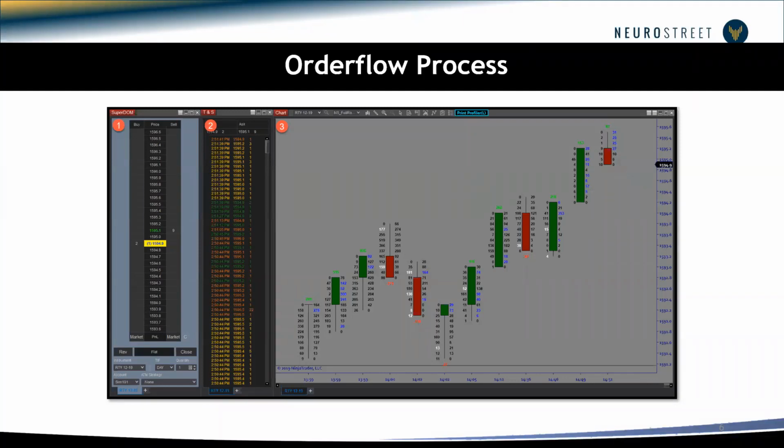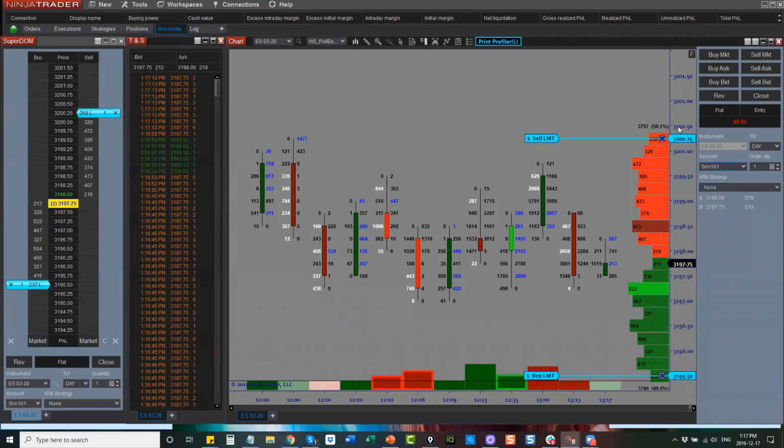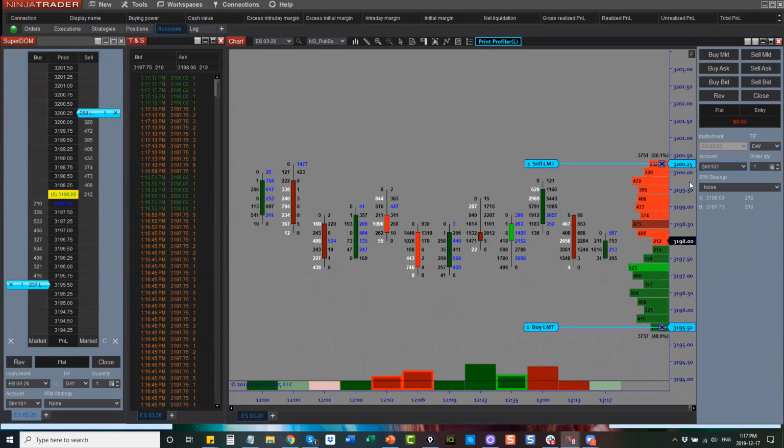So let me go to the charts here for a second and show you what that looks like. This is a chart of the ES 0320 contract. You'll see here that I've got the dome, and there's a bunch of orders sitting in the dome: 258, 319, 472, 395, 404. What if I just did that and put an order here? What if I did that and put an order there? Now I've got orders above and below price.